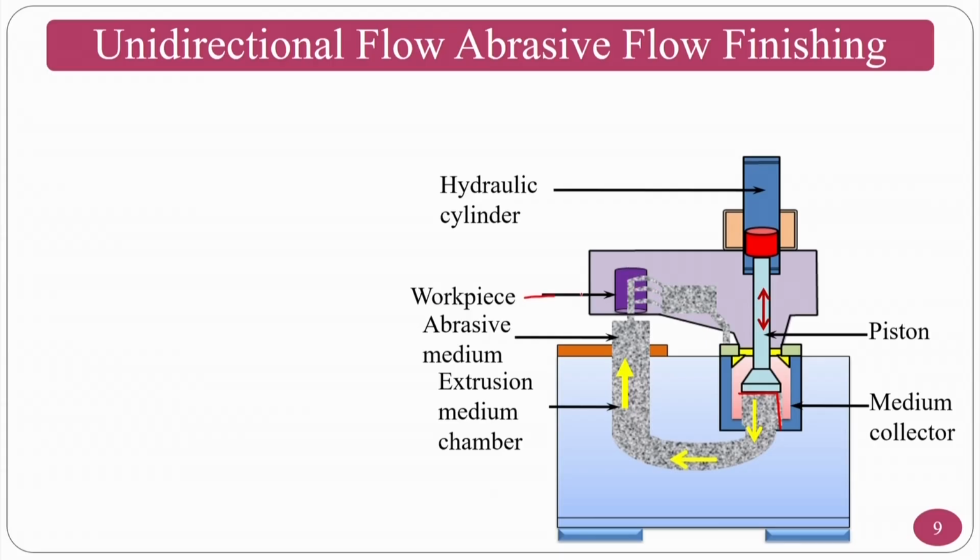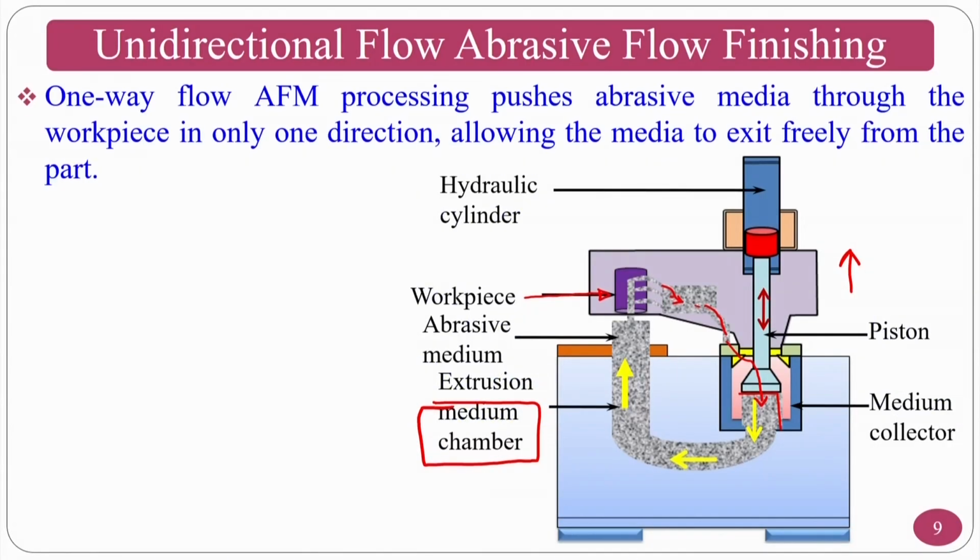You can see the workpiece is there and the medium will extrude into this area. There will be a lid which will open, and the medium will enter the medium cylinder whenever the piston goes upward. This is how it is recycled. So, the medium is placed in the medium chamber, and abrasives and medium are extruded through the workpiece to be finished. This is called the one-way abrasive flow finishing process.